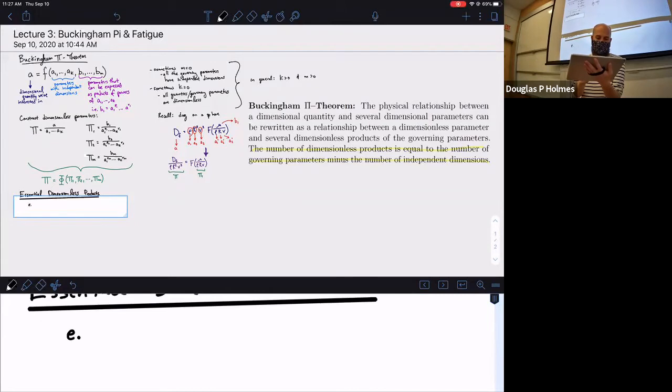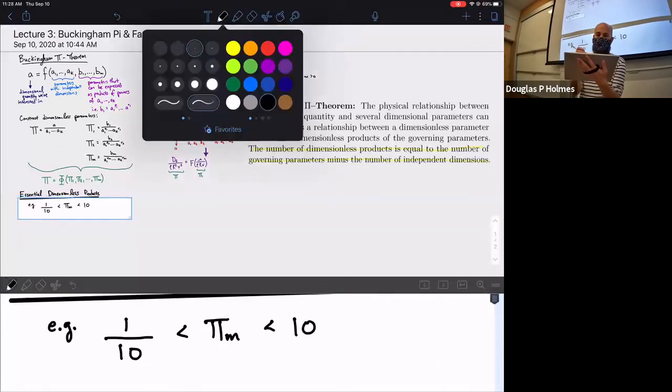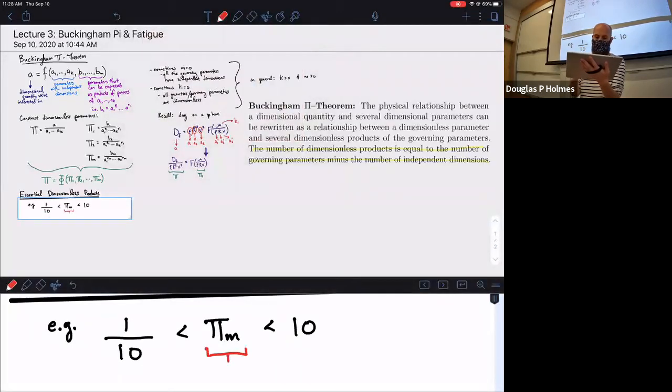So for example, we would say roughly between kind of 1/10 and about 10, this is an essential parameter. Most people are comfortable with the idea that you throw it out if it's too small. So why are we throwing it out if it's too large? And I'll go back to the drag on a sphere problem.